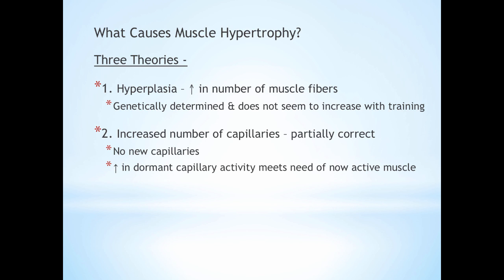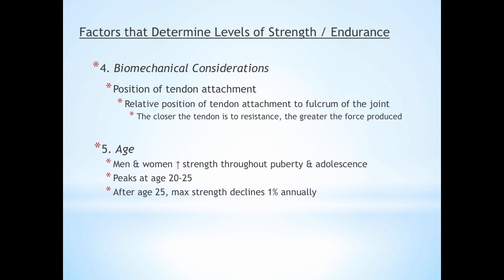So what causes muscular hypertrophy? We have three theories. One is hyperplasia, where you get an increase in the number of muscle fibers. These are determined genetically, so it doesn't seem to change just by training. Increasing the number of capillaries is kind of correct. We don't create new capillaries, but we may have dormancy of capillaries, and so the activation increases their activity to meet the new activity level of the muscle.